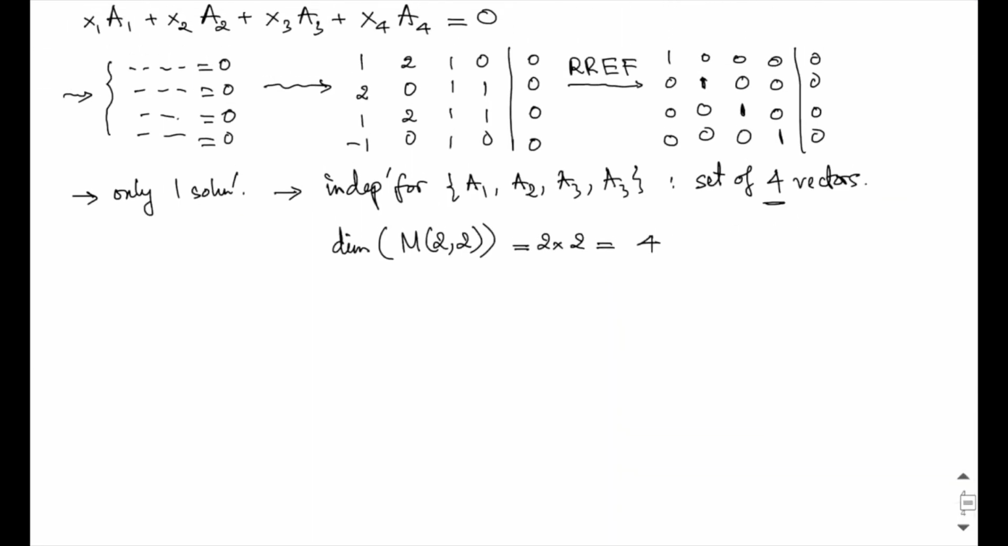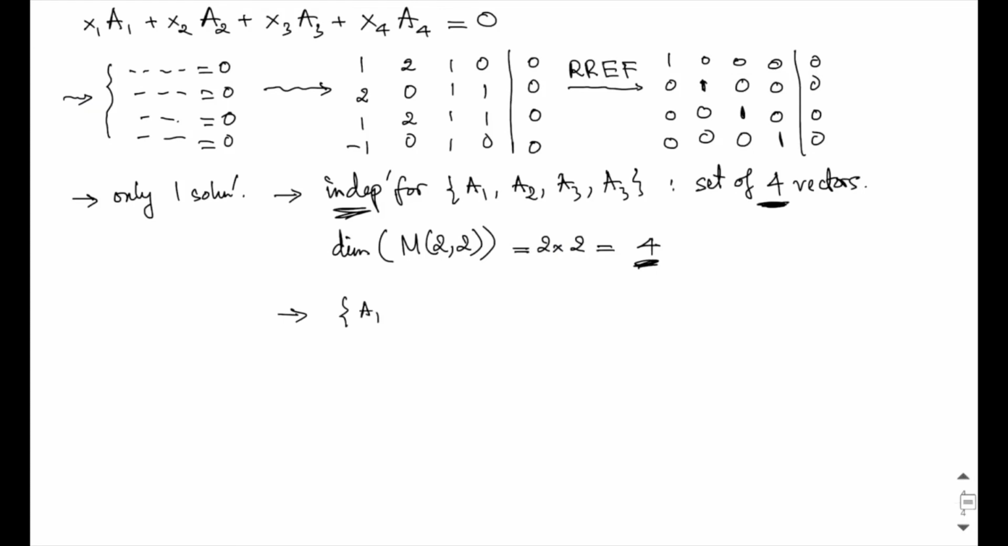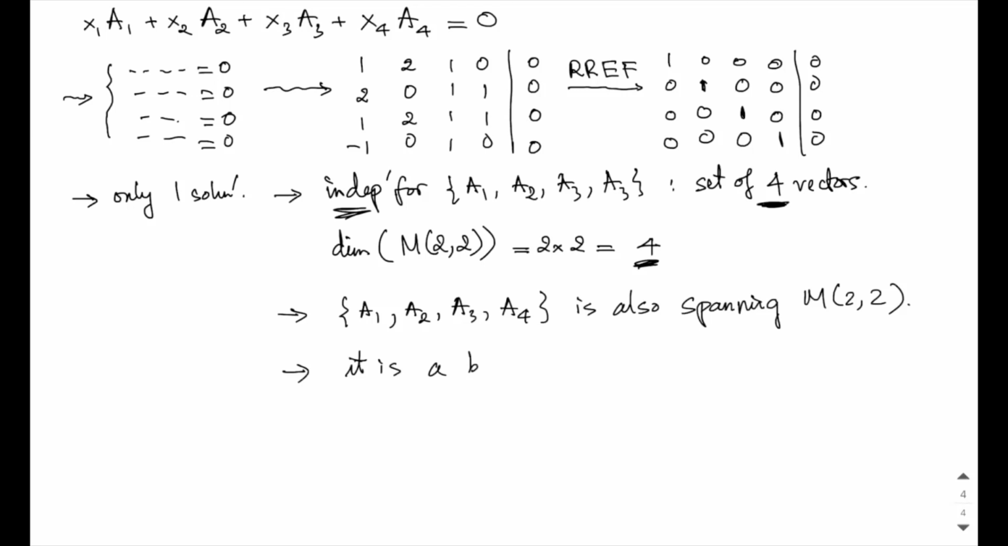All right, so you have the set of four vectors in a four-dimensional vector space, and you have the independence already. So by theorem 2.8, that automatically gives you the spanning set, and that also confirms the basis. So this immediately implies that a1, a2, a3, a4 is also a spanning set. And so it is a basis for M2 by 2.